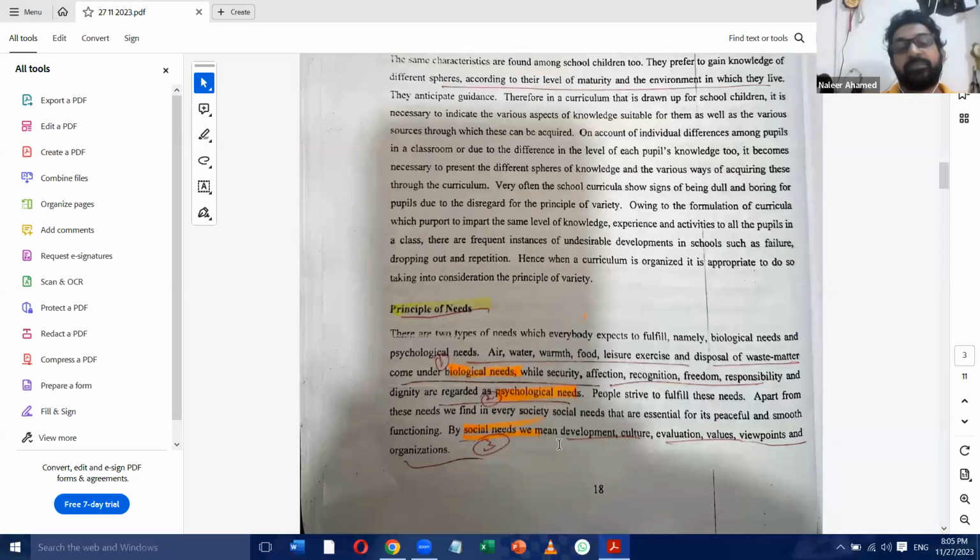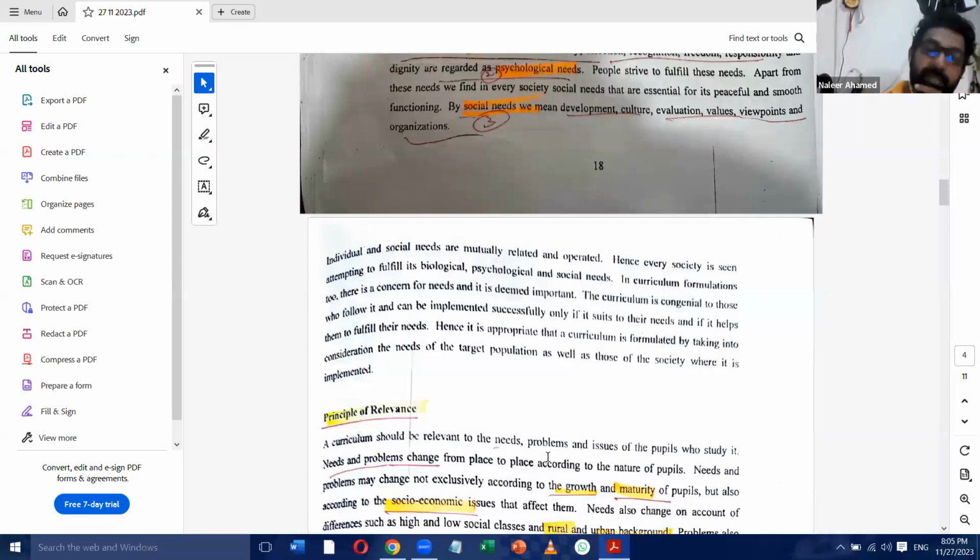Apart from these needs, we find in every society social needs that are essential for its peaceful and smooth functioning. By social needs, we mean development, culture, evaluation, various values, viewpoints, and organizations. Individual and social needs are mutually related and operated. Hence, every society is seen attempting to fulfill its biological, psychological, and social needs. Each and every society, and each and every individual in a society, definitely strives to attain these things.